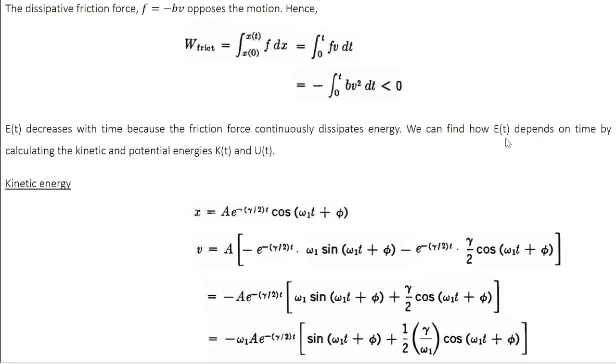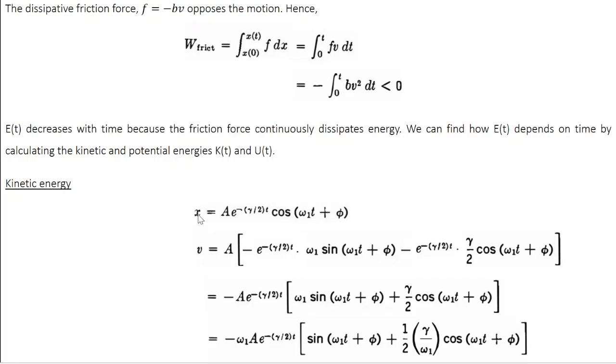So let's now find out the expressions for kinetic and potential energies. Kinetic energy is half mv square. We need to first find out velocity v. So for that, we can use the expression for x as A e to the power minus gamma by 2 t cos(omega 1 t plus phi). We had written this expression in the previous class.